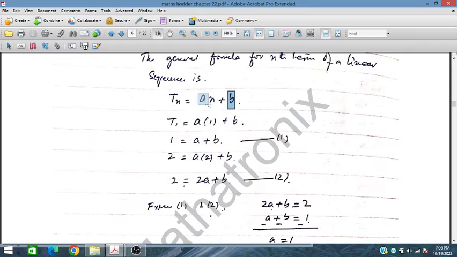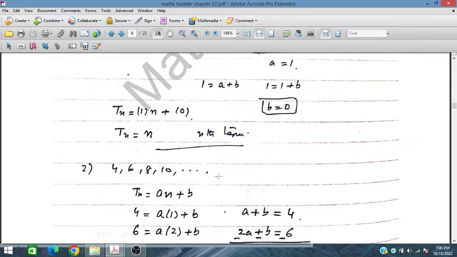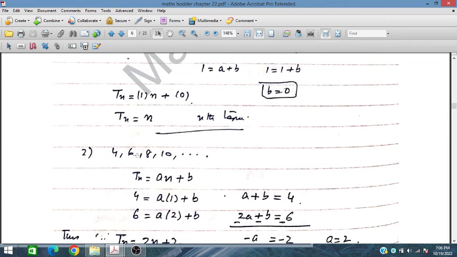So in place of a we place 1, so it becomes tn is equal to n plus 0. So this is n. Tn is equal to n. So this is the first part. So for this one, 2, 4, 6, 8, 10. So for n is equal to 1, we will place n is equal to 1. For the first term, when T1, we have this value 4.